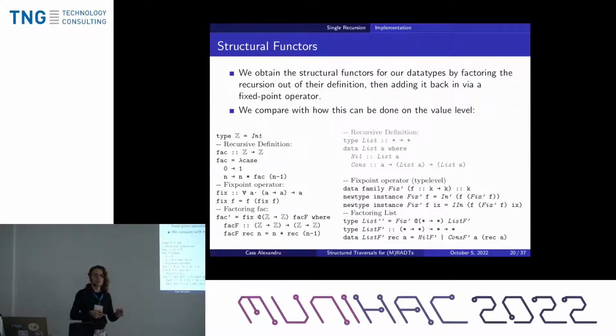Who has heard of type families? Okay, also almost everyone. So as fix was a function on the value level, we have a type family fix, which is a function on the type level, and we give this an instance for the kind star to star and for the kind star to star to star to star. And then we can see that the way that recursion is factored out of the list data type is very similar to the way that recursion is factored out of the factorial function here.